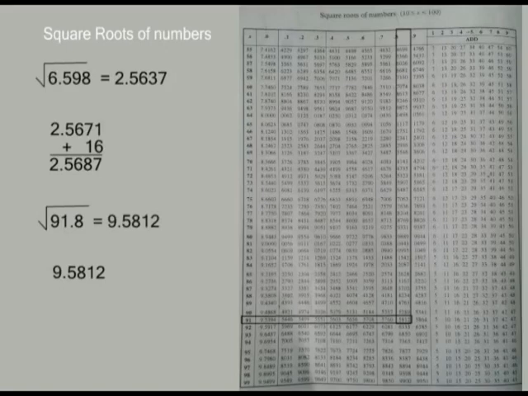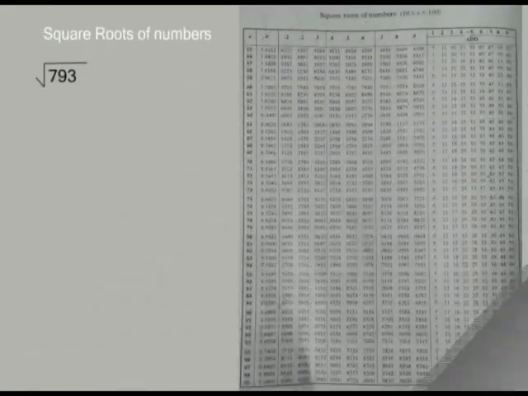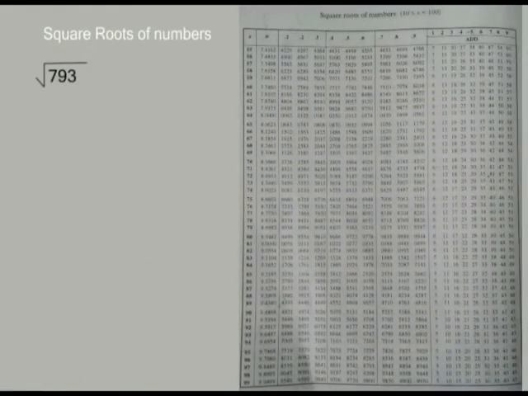For numbers less than 1 or more than 100, we write them first in standard form. But in writing in standard form, the power of 10 must be divisible by 2. In other words, it has to be an even number. For instance, the square root of 793. In the standard form, that would be 7.93 times 10 raised to power 2. And then the square root of everything.